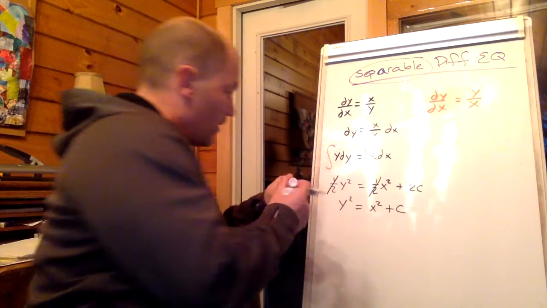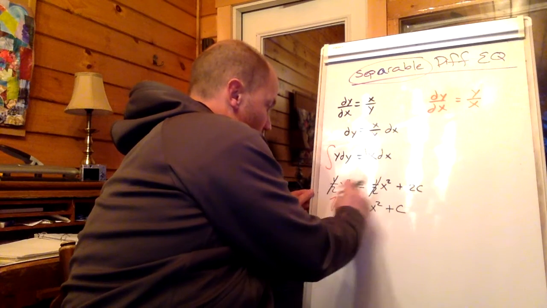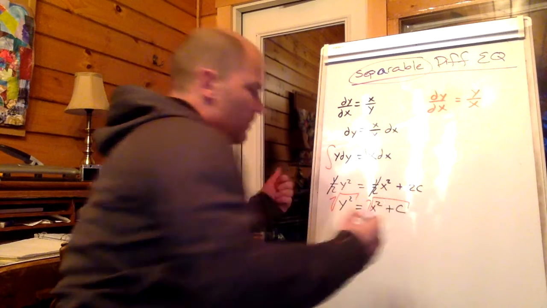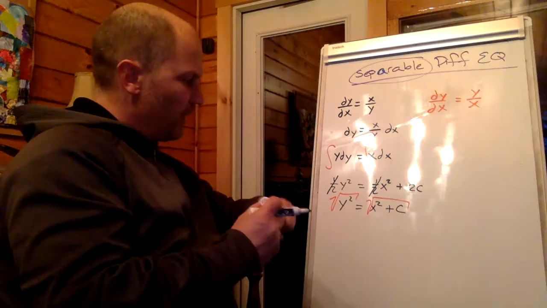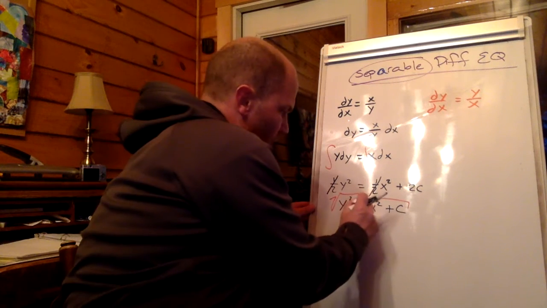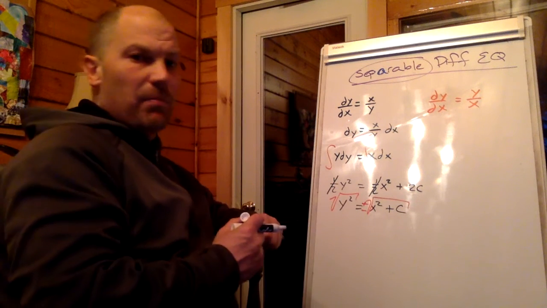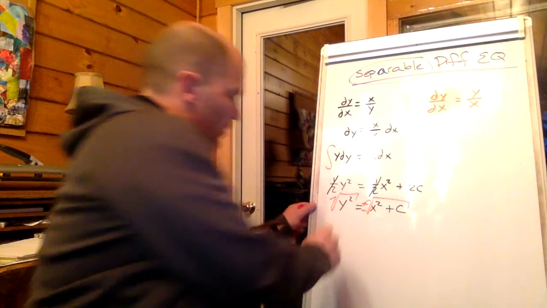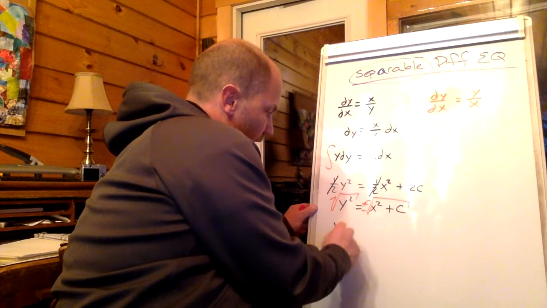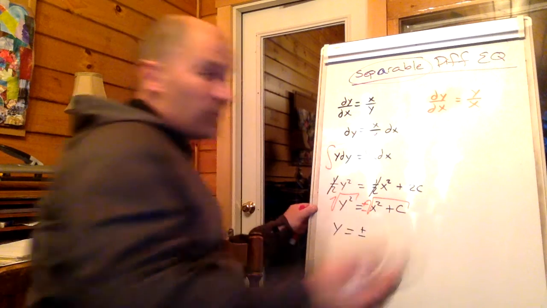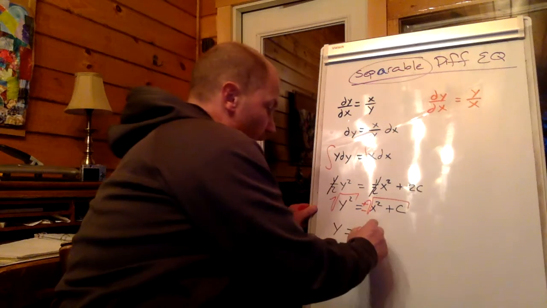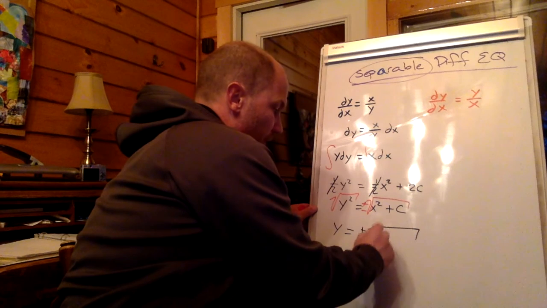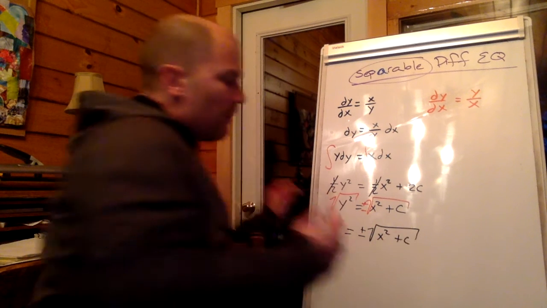I guess I could take the square root of this. I would have to be a little bit careful because we want to make sure we preserve everything about it. So we want to say that it's going to be the positive and the negative root of this part. So now we know that y is plus or minus, so it's actually two different equations, the square root of x squared plus c. Be careful here.